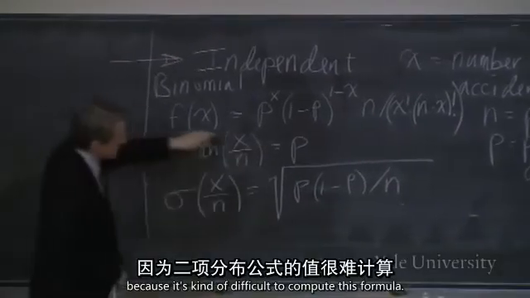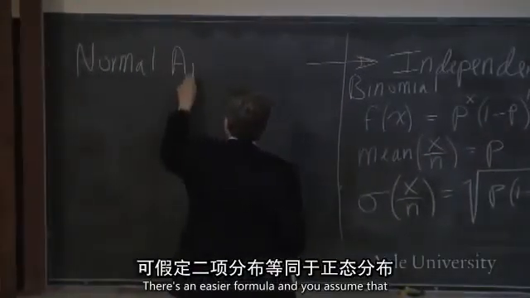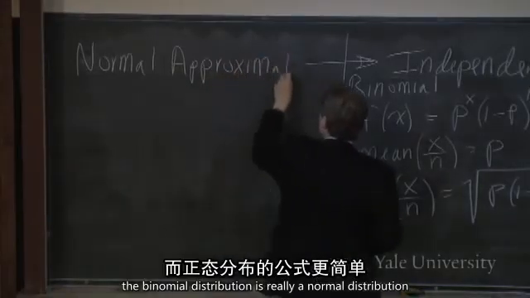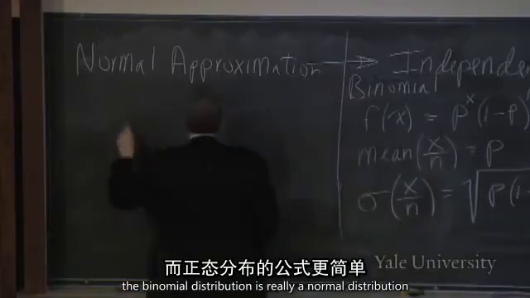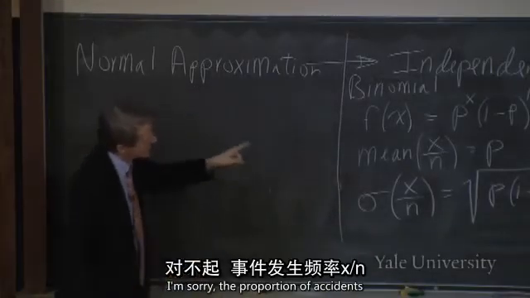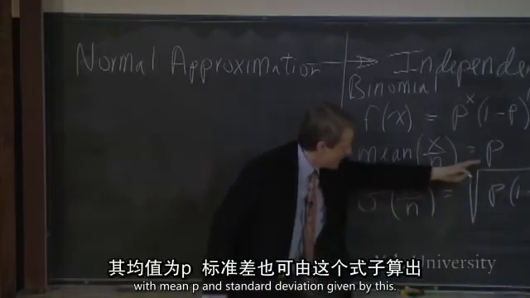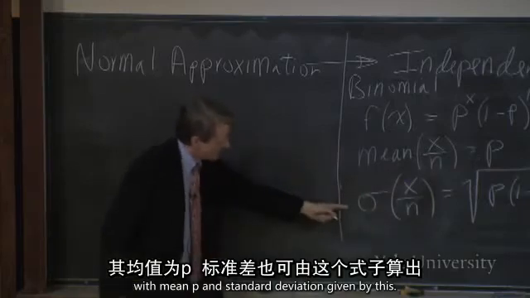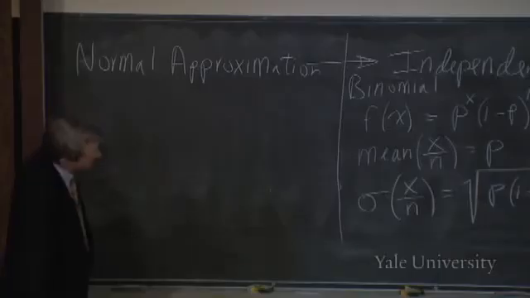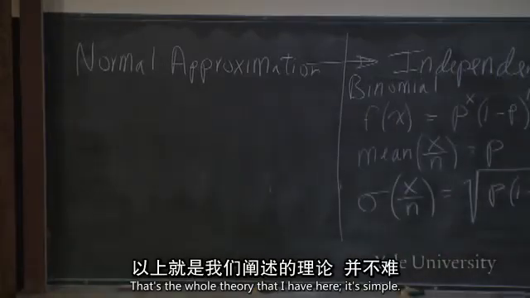Because it's kind of difficult to compute this formula, there's an easier formula. You assume that the binomial distribution is really a normal distribution, where the proportion of accidents, x over n, follows a normal distribution with mean p and standard deviation given by this. And that's all. That's the whole theory that I have here.